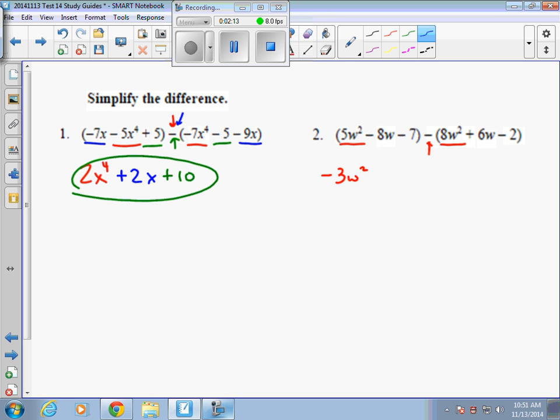The next one is w to the first power, negative 8w minus 6w. So this is one way. It's negative 8 minus 6 is going to be negative 14. Think of a number line if you have to, w. And then negative 7 minus a negative means plus. Negative 7 plus 2 is minus 5. There's your polynomial. Negative 3w squared minus 14w minus 5.